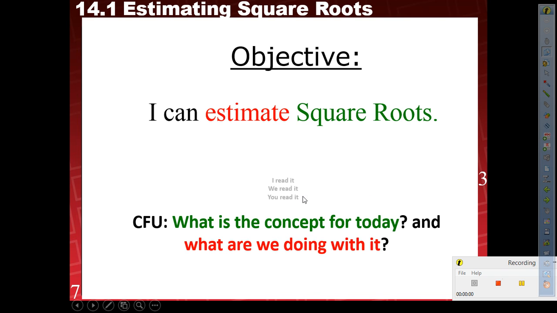All right, so today we're continuing the second part that we started yesterday with square roots. I can estimate square roots. Let's read together. 1, 2, 3. I can estimate square roots. So if you notice in yesterday's home play, there were a couple of problems that you were confused about, because they needed to be an estimate. So today I'm going to show you how to do that.